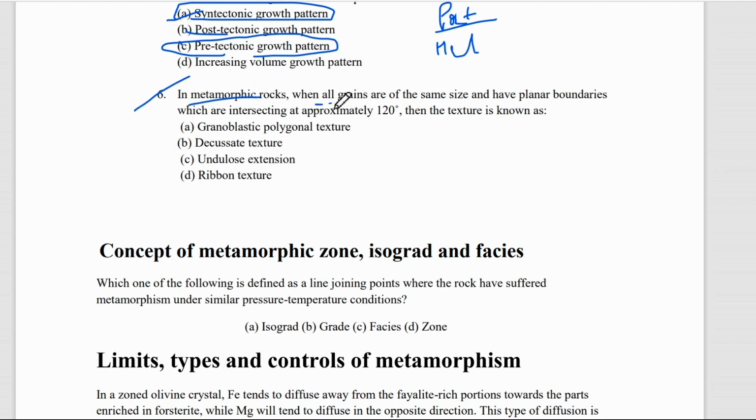Next, in metamorphic rock, when grains are of the same size with 120 degree boundaries, this texture is granoblastic texture. Decussate is similar to it, but you can comment down in the comment box section what is the difference between the granoblastic and the decussate.